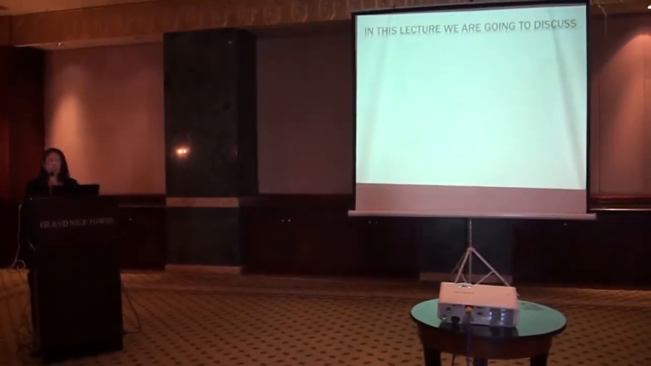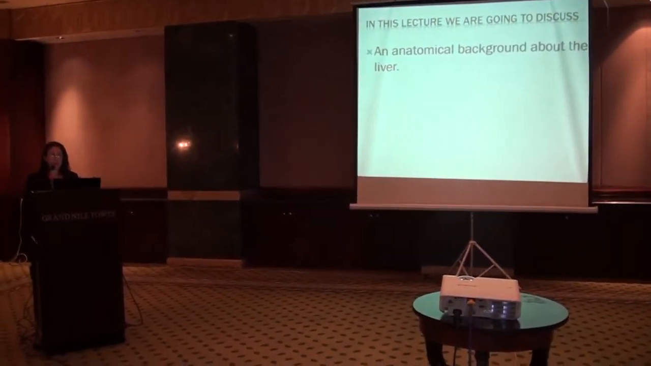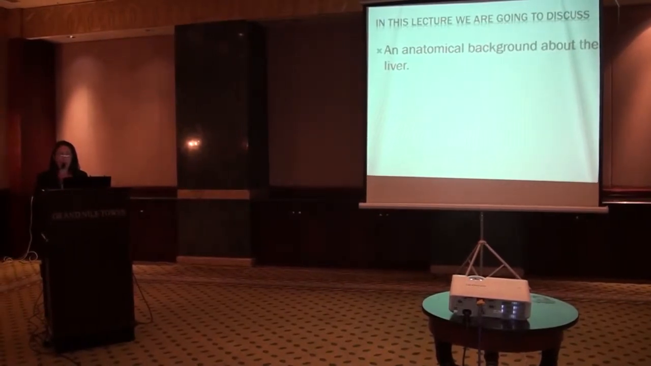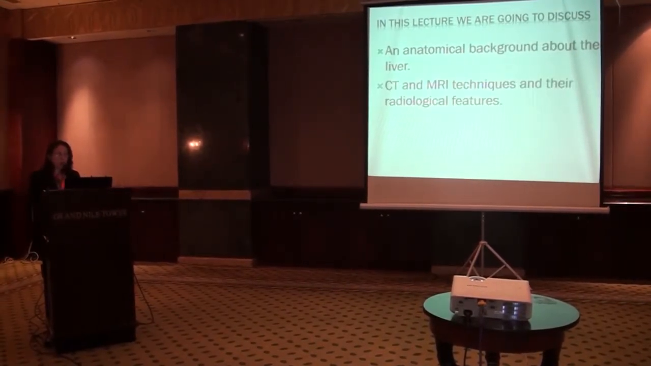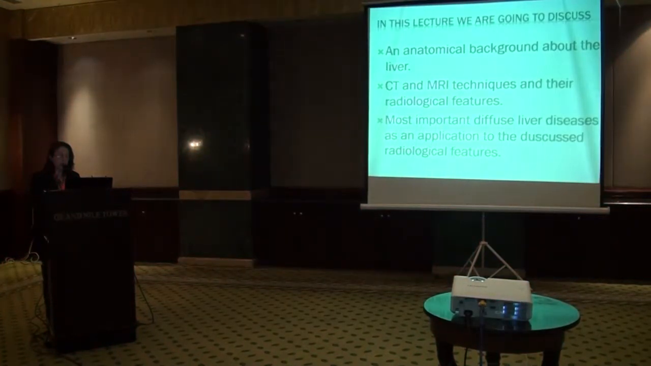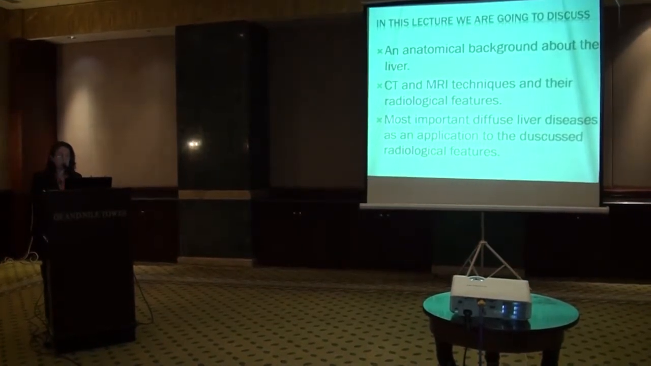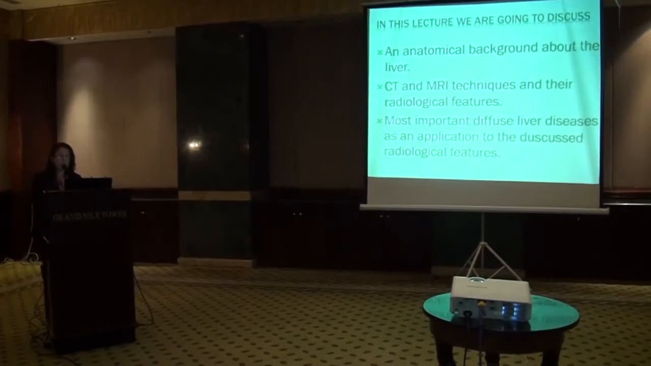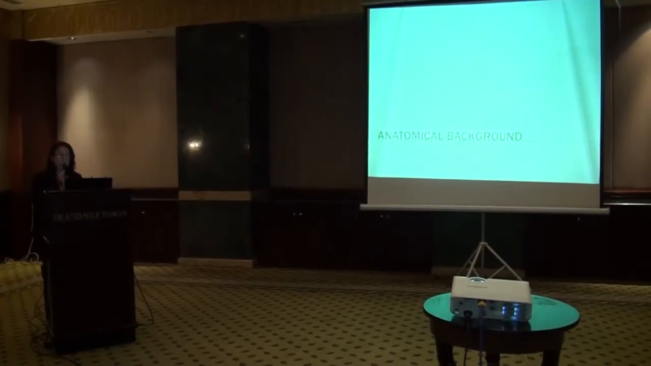In this lecture, we are going to discuss an anatomical background about the liver, CT and MR techniques and the radiological features, most important diffuse liver diseases as an application to the discussed radiological features. The Couinaud classification of liver anatomy divides the liver into 8 functionally independent segments.